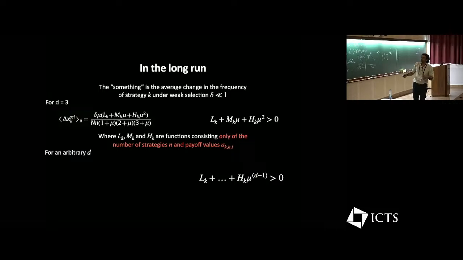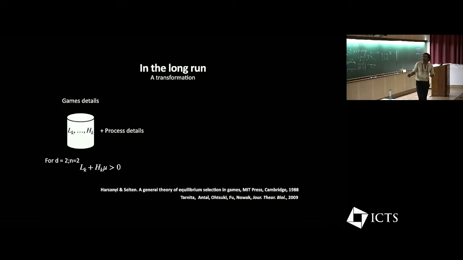You can write down that for an arbitrary D, it's just that LK, MK, HK appear for D equal to 3. For an arbitrary D, there will be D of these terms: LK, MK1, MK2, MK3, all the way to, I guess, HK, D minus 1. So there will be D of those terms. But the thing is, all of them will consist only of the number of players and the payoff entries. And as soon as you have that, you can do something nice with it.